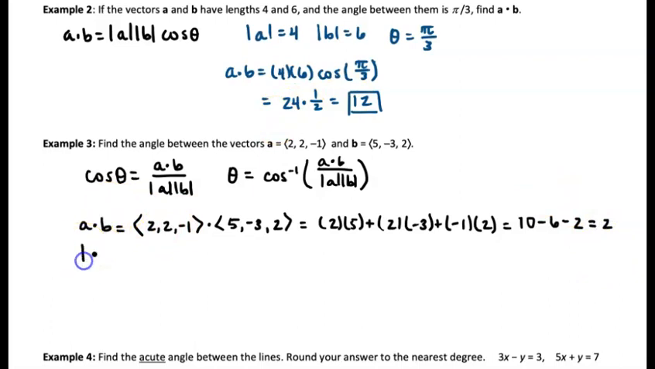Now we need to find the magnitude of A. We remember the magnitude of a vector is just the square root of all of its components squared. We add those components together, so we are taking 2, squaring it, adding to that 2, squaring it, the second component, and adding to that -1 and squaring it.